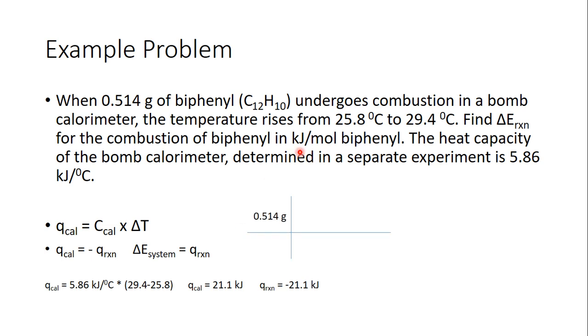However, I want my answer to be in kilojoules per mole, so I need to know how many moles of biphenyl we have. We have 0.514 grams of biphenyl. We calculate the molar mass, it's 154.21 grams per 1 mole. So we have 3.33 times 10 to the minus 3 moles of biphenyl. So if we do that, we take minus 21.1 and divide by 3.33 times 10 to the minus 3, and we should get minus 6.37 times 10 to the 3. This should be kilojoules per mole.